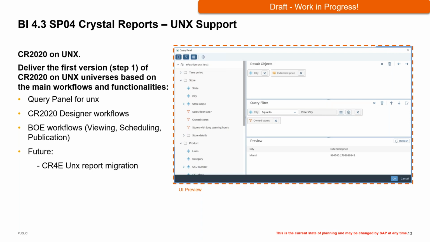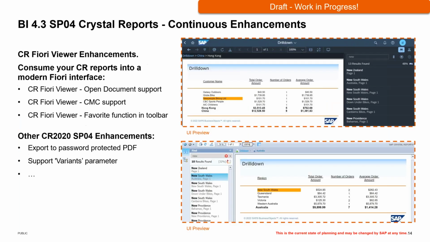A future state, so I'd say probably either Service Pack 5 and/or BI 2025, we will get into actual Crystal Enterprise report migration. So that's not included first in Service Pack 4, but you will be able to use universes in your regular Crystal mode.